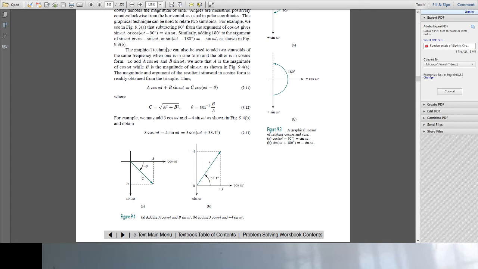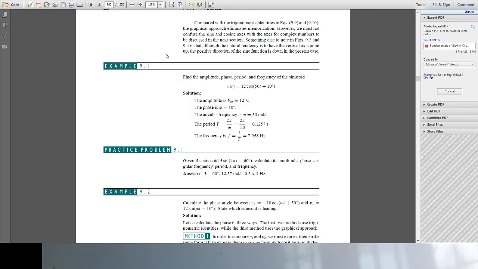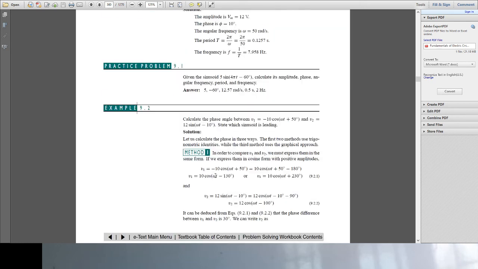Okay. So this is 10 cos(omega t minus 130 degrees), or it can be represented as 10 cos(omega t plus 230 degrees), since minus 130 plus 230 is equal to 360 degrees. For example, you take this as the axis, and this is your V1. This angle is minus 130 degrees, and this is plus 230.